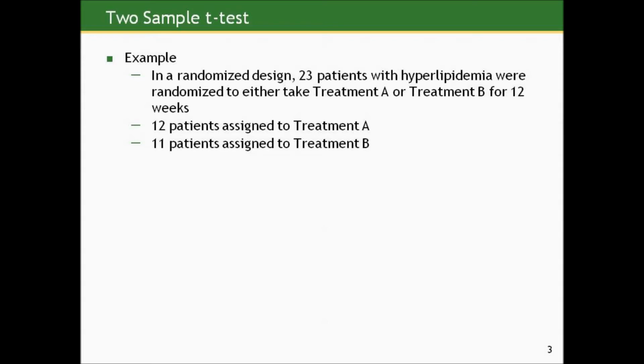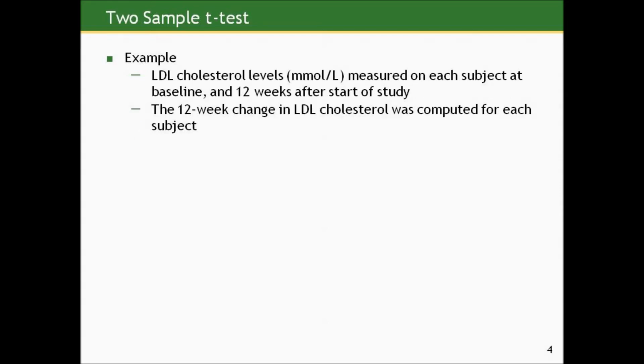So here's an example. In a randomized design, 23 patients with hyperlipidemia, that's high cholesterol, were randomized to take either treatment A or treatment B for 12 weeks. 12 patients were randomly assigned to treatment A, 11 patients to treatment B. LDL cholesterol levels in millimoles per liter were measured in each subject at baseline and at 12 weeks after the start of the study. And the 12-week change in LDL cholesterol was computed for each subject.